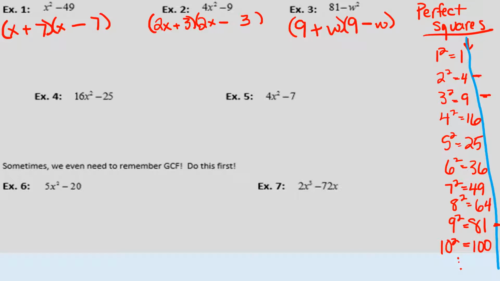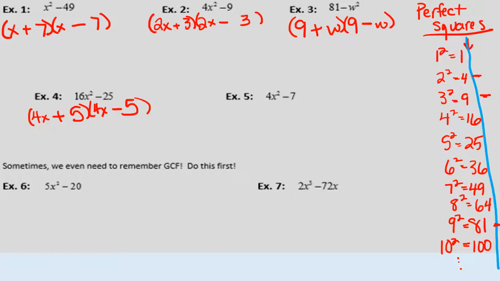Okay, example number 4. We just need the square root of 16x squared, which is 4x in our first spot in our sets of parentheses, and the square root of 25, which is 5. Make one of them positive and one of them negative.